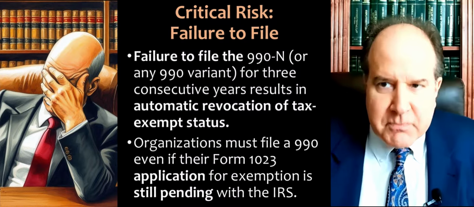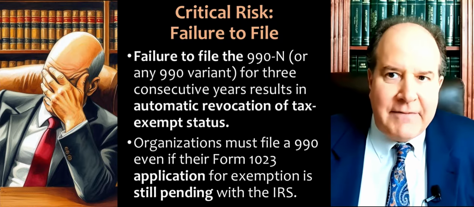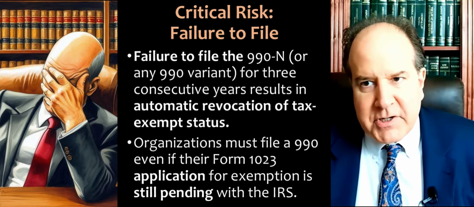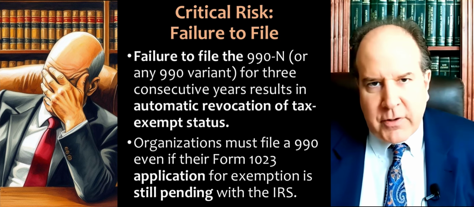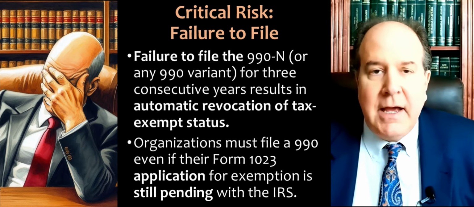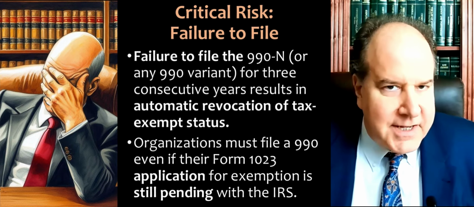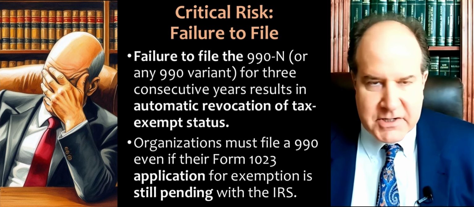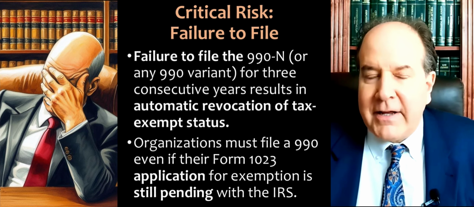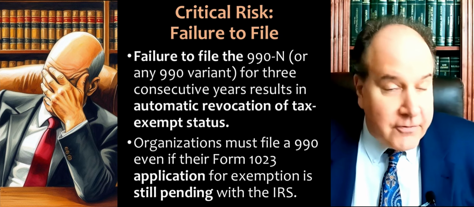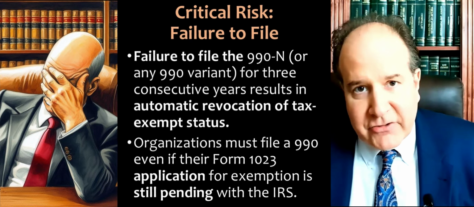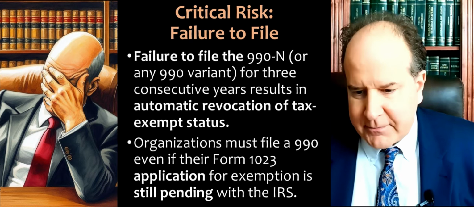So organizations must file a 990, even if their Form 1023 application for exemption is still pending before the IRS. As you know, it takes months and months and months to hear from the IRS after you apply for tax exempt status. And depending on when you start, you may need to file a 990 form for your first year before you have your tax exempt determination letter from the IRS.